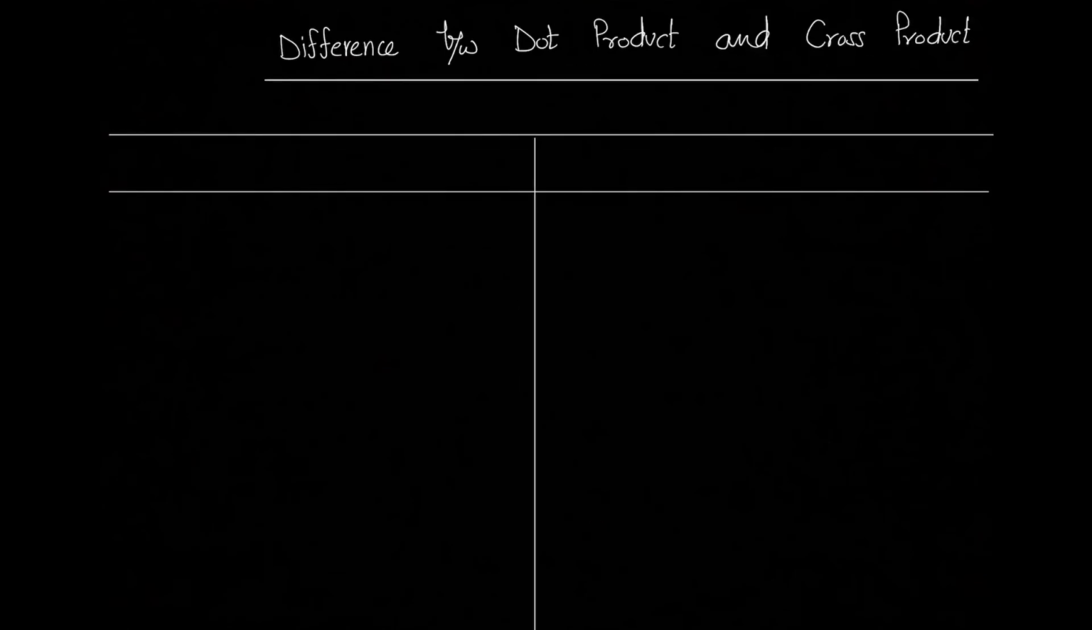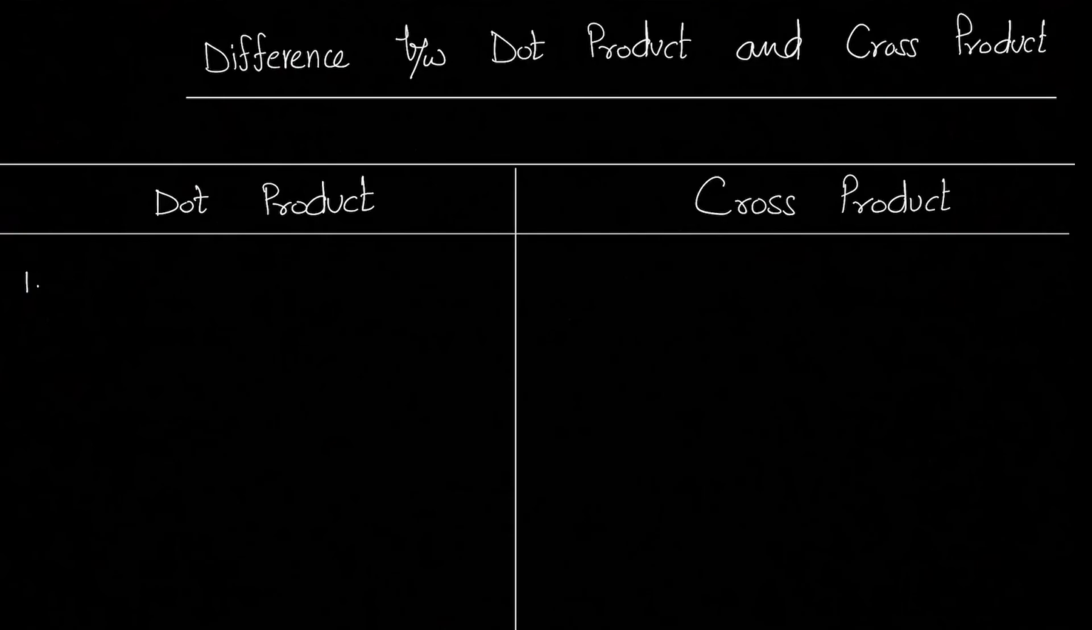Now let us discuss the difference between dot product and cross product. As we have already discussed the dot product, the first difference is that the dot product of two vectors comes out to be a scalar. That means when you take any two vectors and take the dot product, you will get a scalar number. But in cross product, if you take any two vectors, their cross product comes out to be a vector.